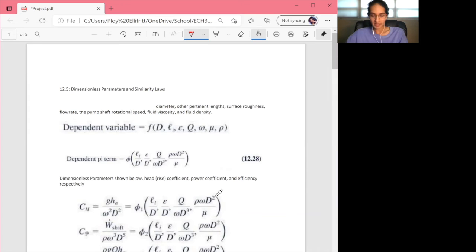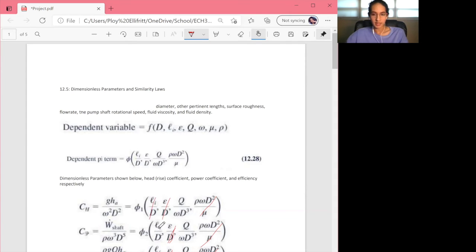dimensionless parameters, this last term here, which is a form of Reynolds number, can be ignored because the Reynolds number is usually high, so we can ignore that. And then this term here, which is surface roughness, can also be ignored because normally the geometric factor is so much more dominant that we can ignore this as well.